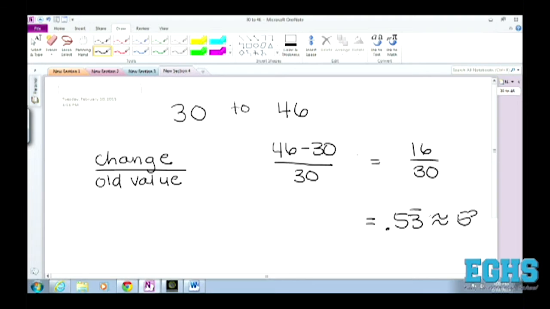Okay. But the idea is percent change, you want to find the amount that you changed. That's the numerator. Denominator is whatever the old value was, or the first value, whatever you're changing from. And that's why I asked you to begin with, are we changing from 30 to 46, or from 46 to 30? Because it would make a difference, that percent change. So did that answer your question? Yes. Okay. Yes, it did.